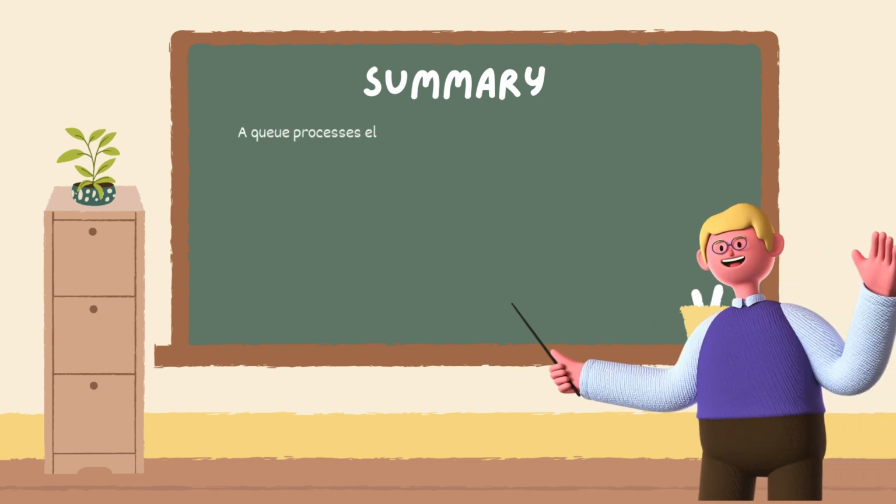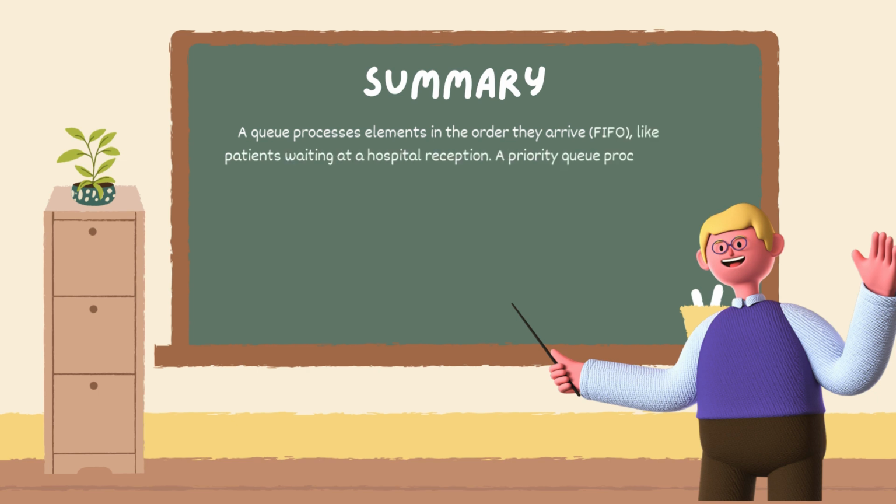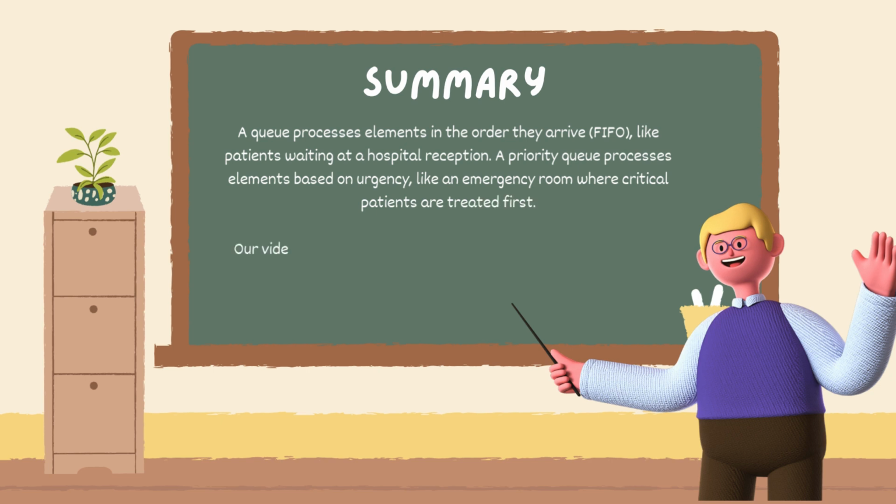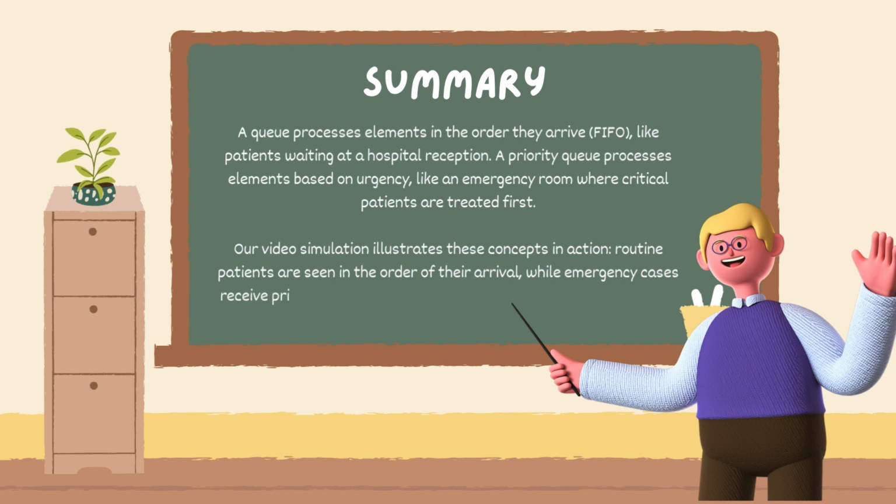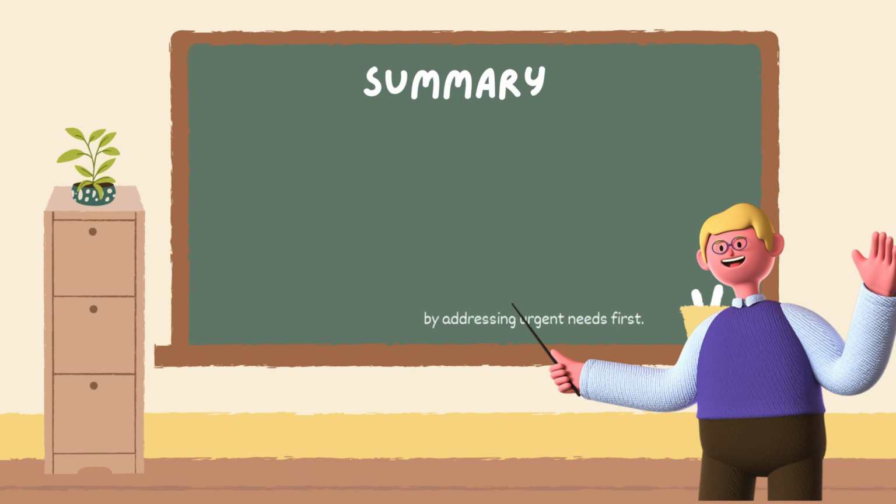In summary, a queue processes elements in the order they arrive, FIFO, like patients waiting at a hospital reception. A priority queue processes elements based on urgency, like an emergency room where critical patients are treated first. Our video simulation illustrates these concepts in action. Routine patients are seen in the order of their arrival, while emergency cases receive priority care. This highlights how queues ensure fairness, and priority queues save lives by addressing urgent needs first.